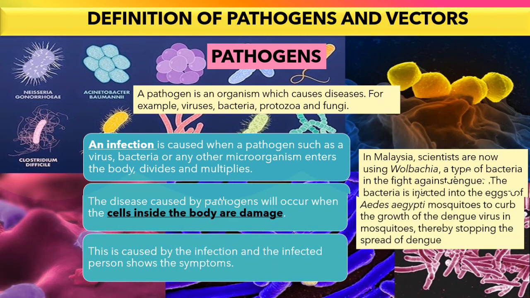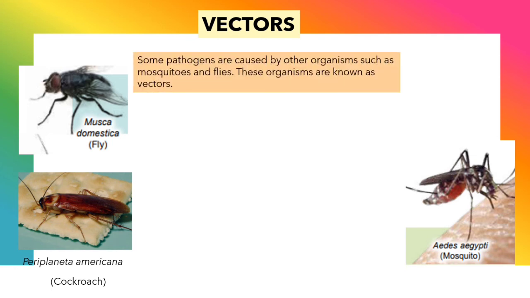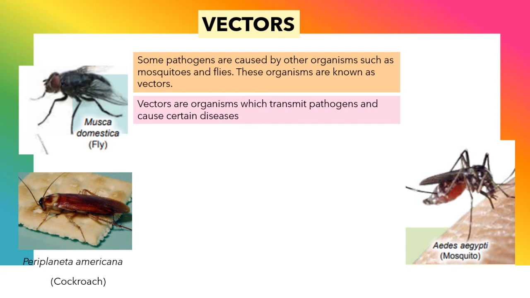So, what is a vector? Okay, examples of vectors are fly, cockroach, and mosquito. Some pathogens are carried by other organisms such as mosquito and fly. These organisms are known as vectors. Vector means pembawa. The vectors are organisms which transmit pathogens and cause certain disease.